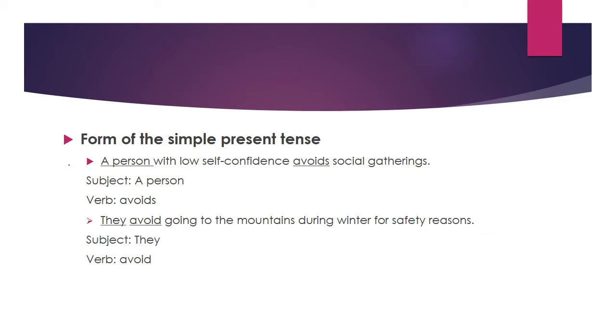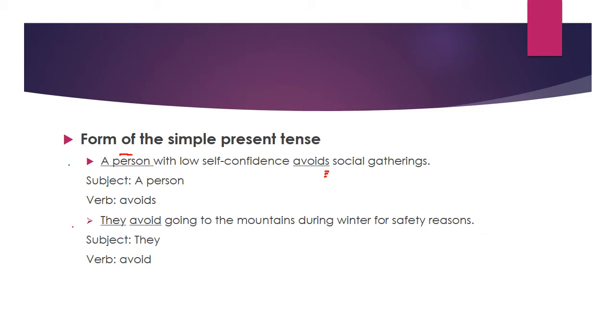A person with low self-confidence avoids social gatherings. Where's our subject here? The subject, by the way, is the focus of our sentence. Who or what are we talking about here? A person. Our subject is a person, underlined here. A person with low self-confidence avoids. A person is he or she, avoids. Notice we added an S. With he, she, it, we add s depending on the ending of the verb.